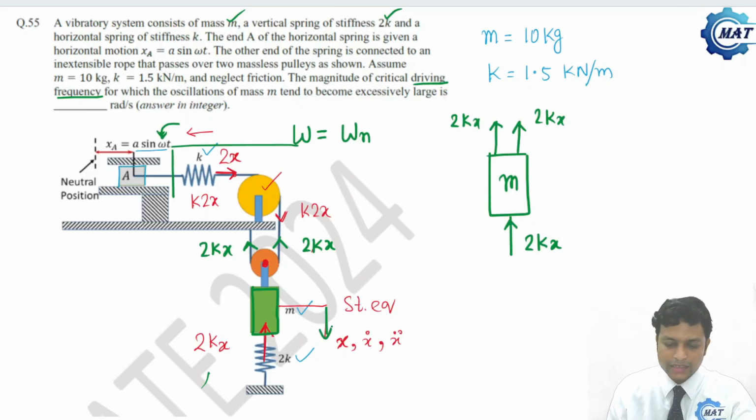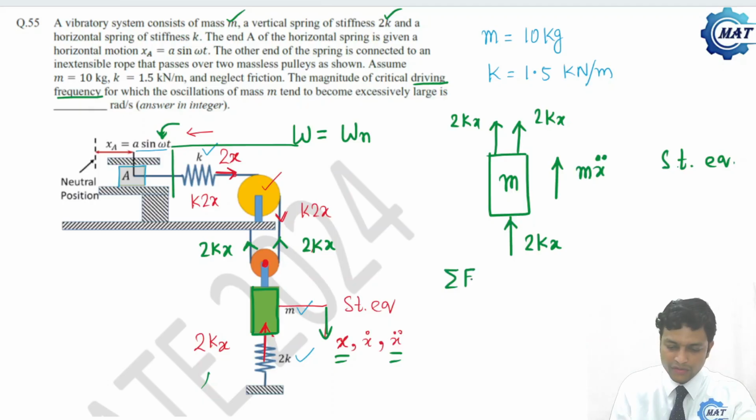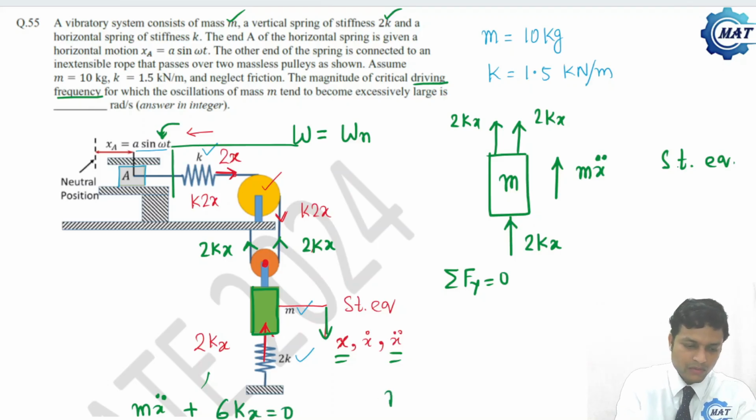Now if I consider this system, or if I convert this system to static equilibrium by using D'Alembert's principle, then what we have to do? We have to add one inertia force m into x double dot, which is opposite to the acceleration. Acceleration is downward direction, so we'll add this. Now this system is in static equilibrium. Now if I make the summation of F_y is 0, then what we may write? We may write m x double dot plus 2kx, 6kx is 0.